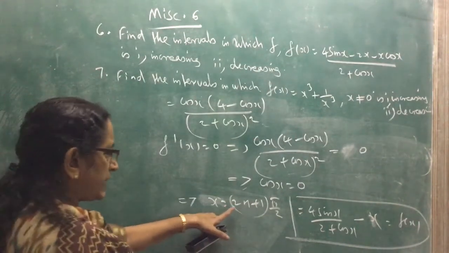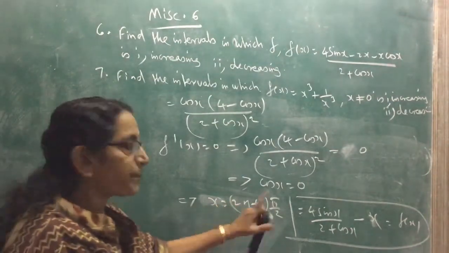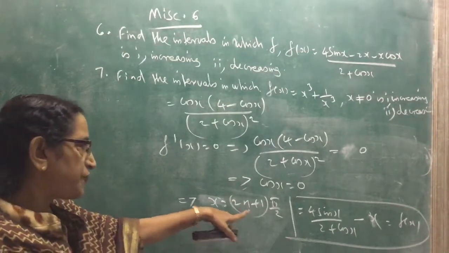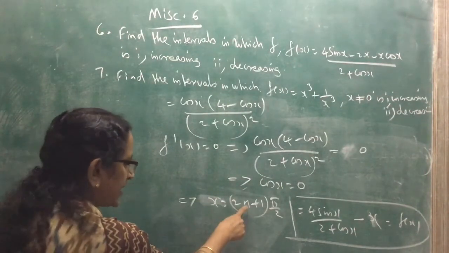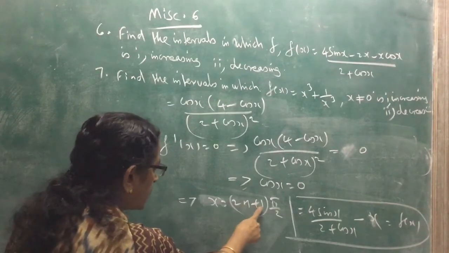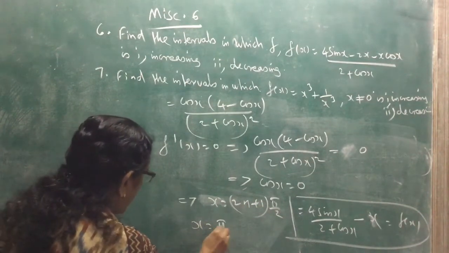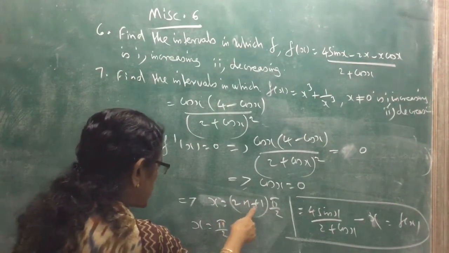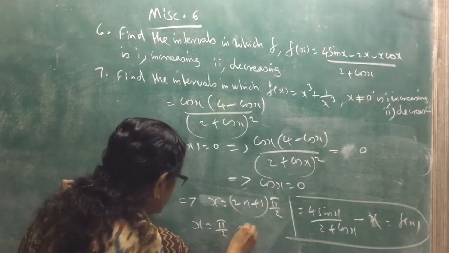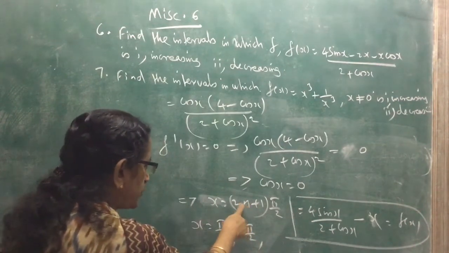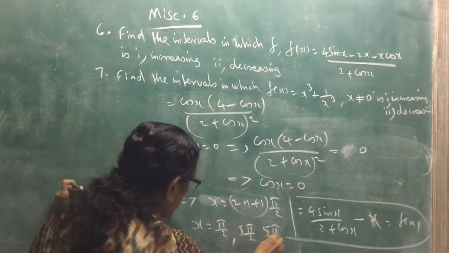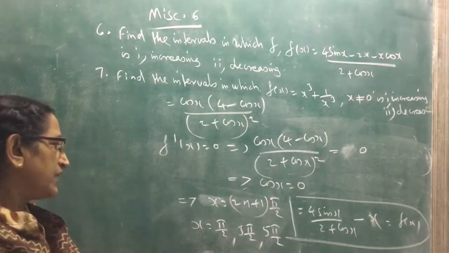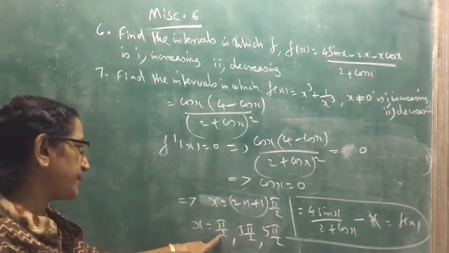So the values of x are 2n plus 1 pi by 2. Here we can give any integer in the place of n. When n equal to 0, we get 0 plus 1 pi by 2, so x equal to pi by 2. Then n equal to 1, 2 into 1 plus 1, that is 3 pi by 2. Then n equal to 2, 4 plus 1, 5 pi by 2, like that. If you consider only the interval 0 to 2 pi, we have only two values for x, pi by 2 and 3 pi by 2.